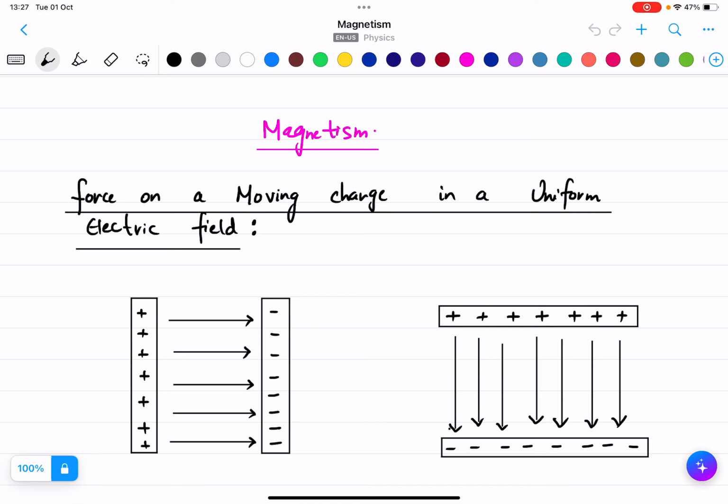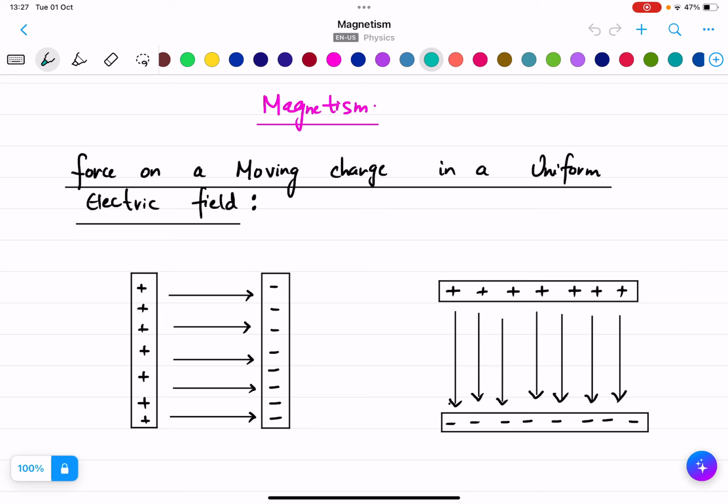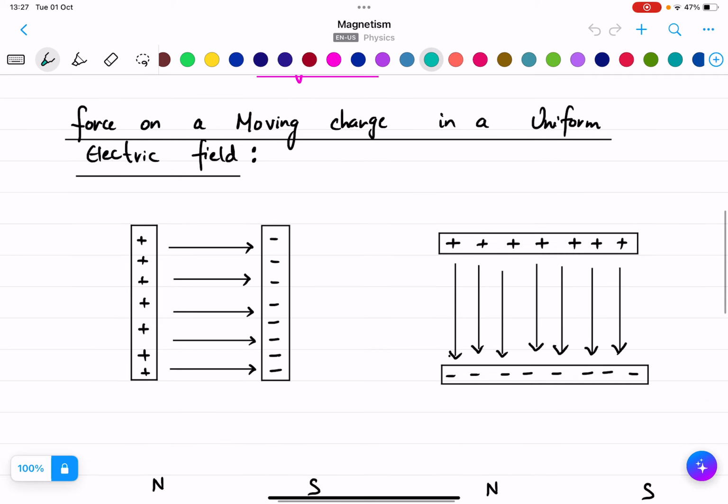In this lecture, I will discuss magnetism with you. Okay. So, we have discussed the electric field, current, everything. So, now the magnetism. Okay. Before we start magnetism, there is an electric field.